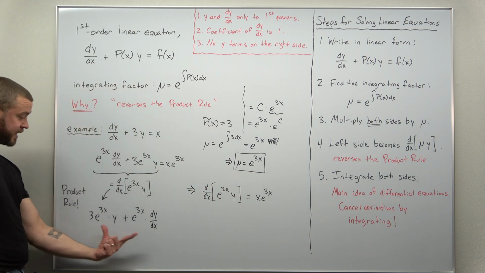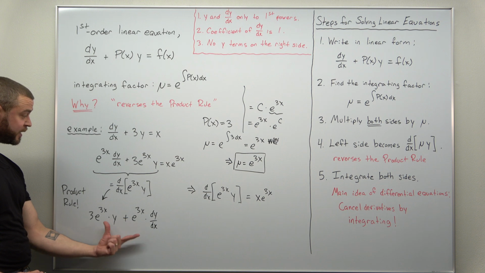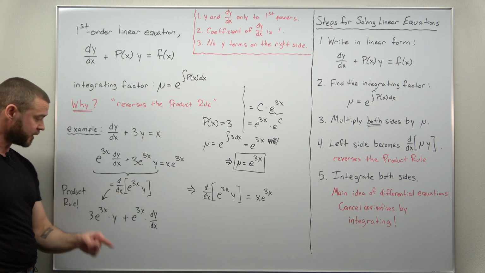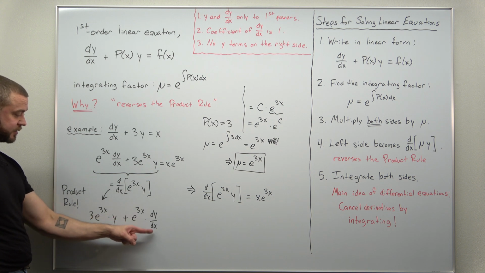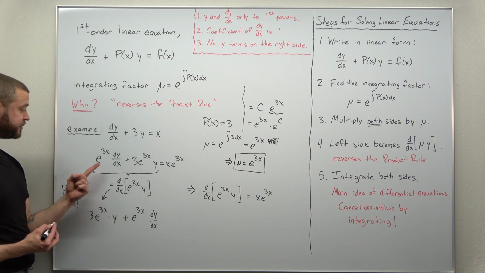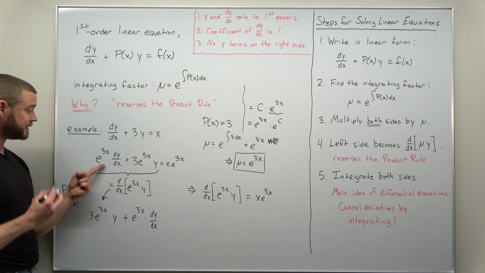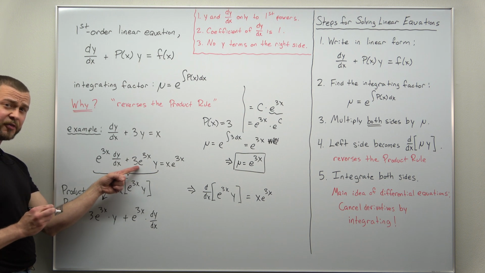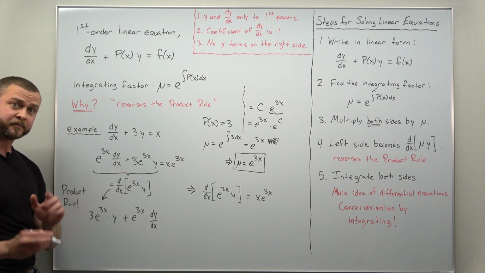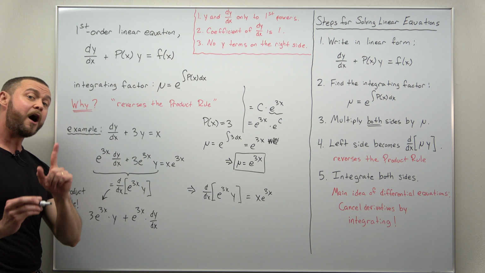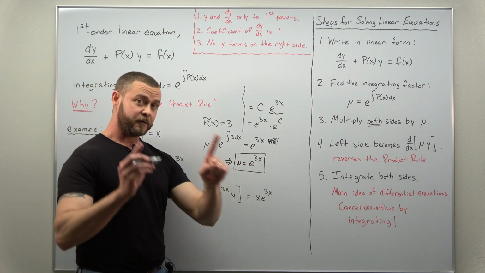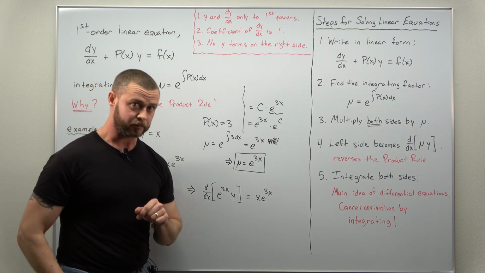All right, and if you take a look at this expression here, that is exactly this, but with the order of addition reversed. We have e to the 3x times dy over dx, and 3 e to the 3x times y. All right, so that's how we end up using the integrating factor and reversing the product rule.